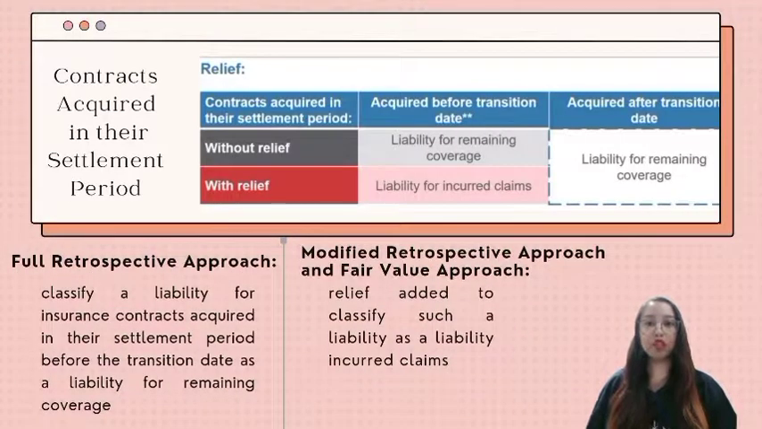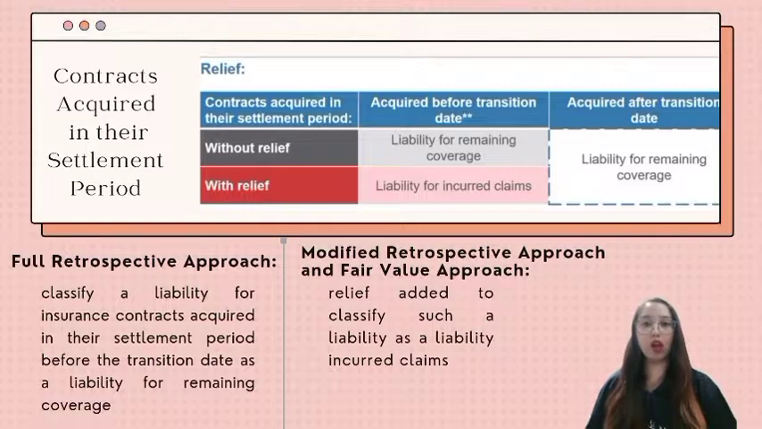Next naman po sa transitional modification and reliefs is about the contracts acquired in their settlement period. So for the full retrospective approach, classify a liability for insurance contracts acquired in their settlement period before the transition date as a liability for remaining coverage. And for the modified retrospective approach and fair value approach, relief added to classify such a liability as a liability incurred claims.